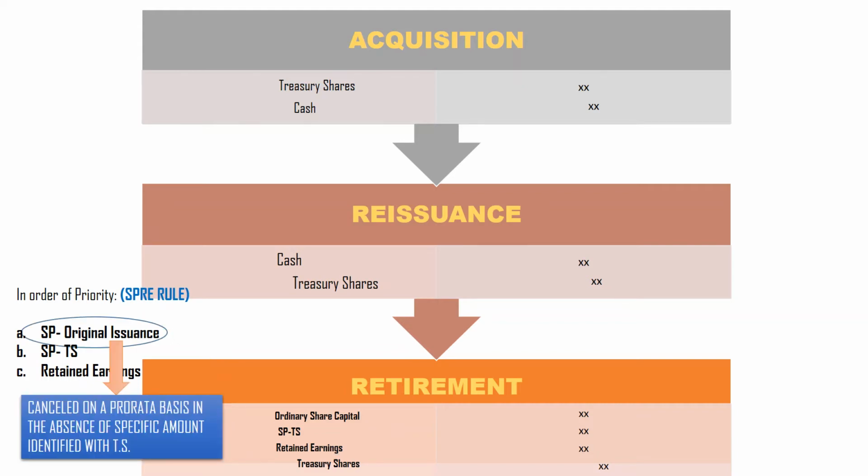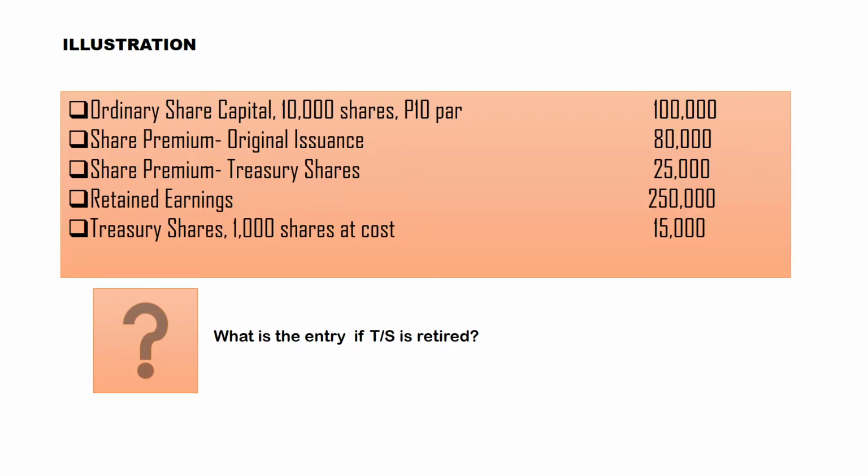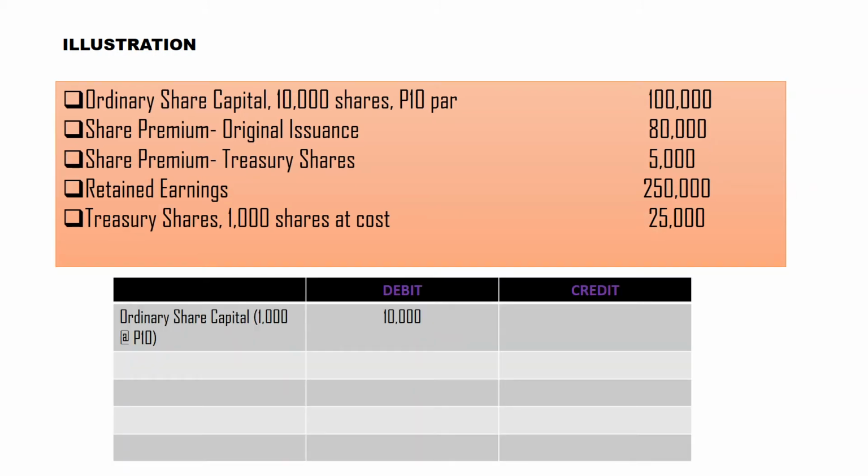Please take note that the share premium from original issuance is cancelled on a pro rata basis in the absence of a specific amount identified with the treasury shares. For the illustration, we have here ordinary share capital, 10,000 shares at 10 pesos par value, and treasury shares, 1,000 shares at cost. Question: what is the entry if treasury shares are retired?